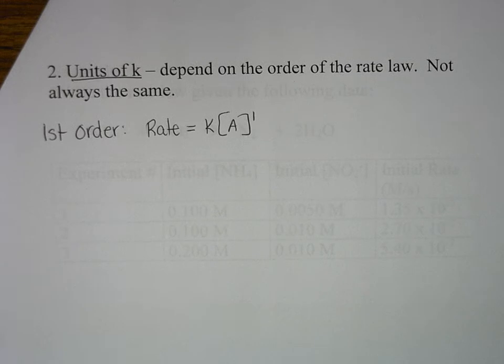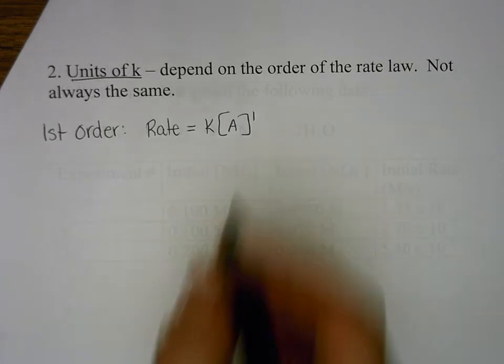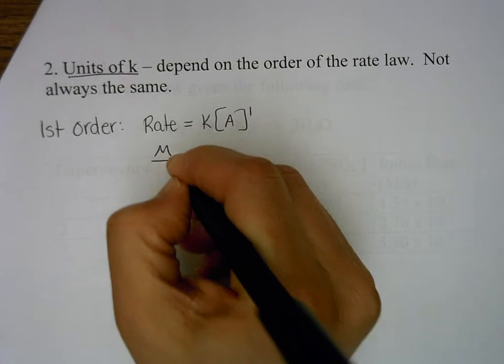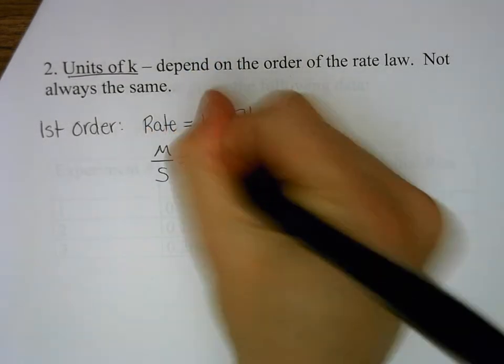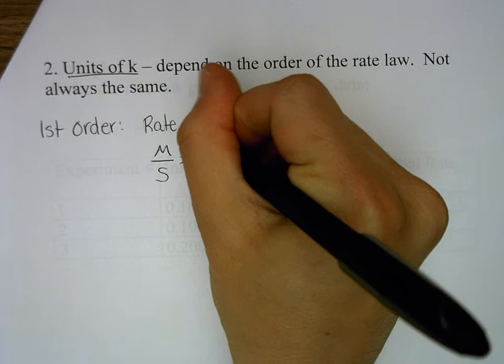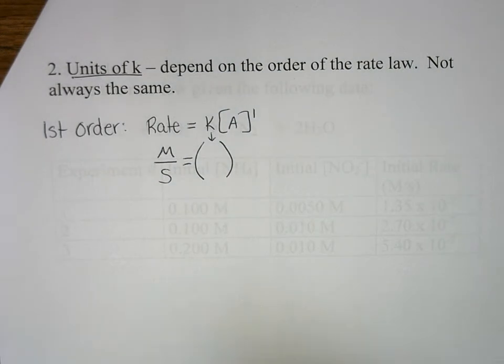Now here's how I can figure out the units for this. I know the units for rate. We calculated rate on Monday. So what are the units for rate? Molarity over seconds, okay? So I'm going to do that. Molarity over seconds equals, and I'm just going to put parentheses right here to represent units for K because I'm going to figure those out.